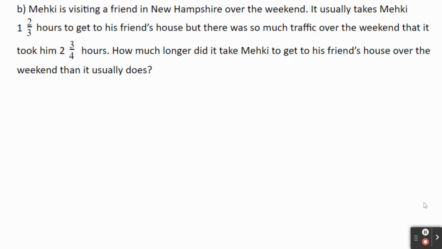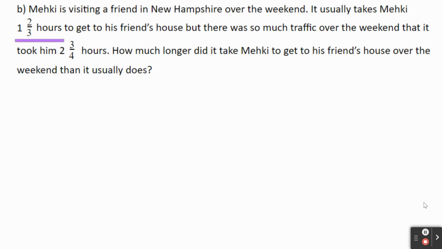Now let's try another problem. Mackay is visiting a friend in New Hampshire over the weekend. It usually takes Mackay 1 2/3 hours to get to his friend's house, but there is so much traffic over the weekend that it took him 2 3/4 hours. How much longer did it take Mackay to get to his friend's house over the weekend than it usually does?